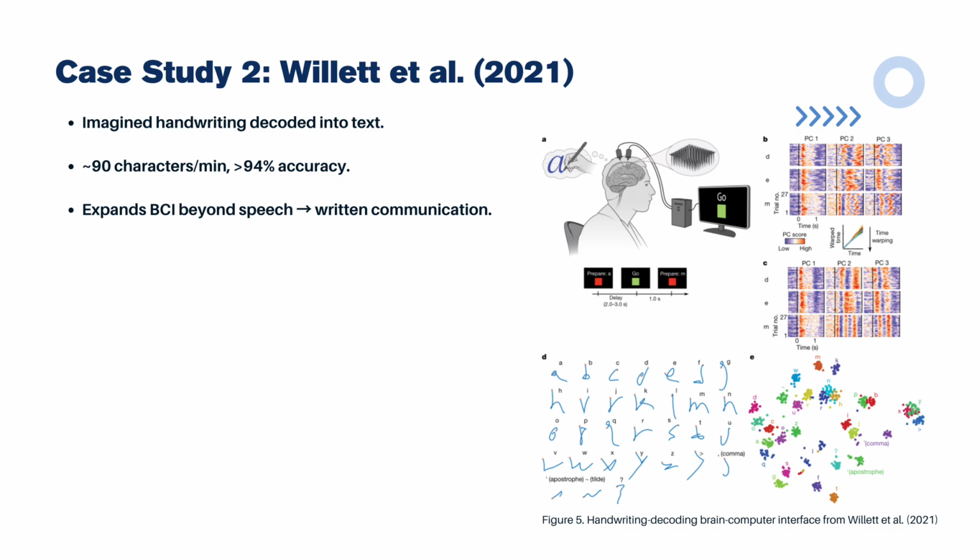Instead of decoding attempted speech, the system decoded imagined handwriting. When the participant imagined writing letters, distinct neural trajectories were recorded and fed to a recurrent neural network, which output letters that a language model assembled into text. This approach achieved around 90 characters per minute with over 94% accuracy. In practical terms, 90 characters per minute corresponds to roughly 15 to 18 words per minute, depending on spacing. So the key insight is that handwriting representations in motor cortex are separable and therefore highly decodable, which opens another path to rapid BCI communication.